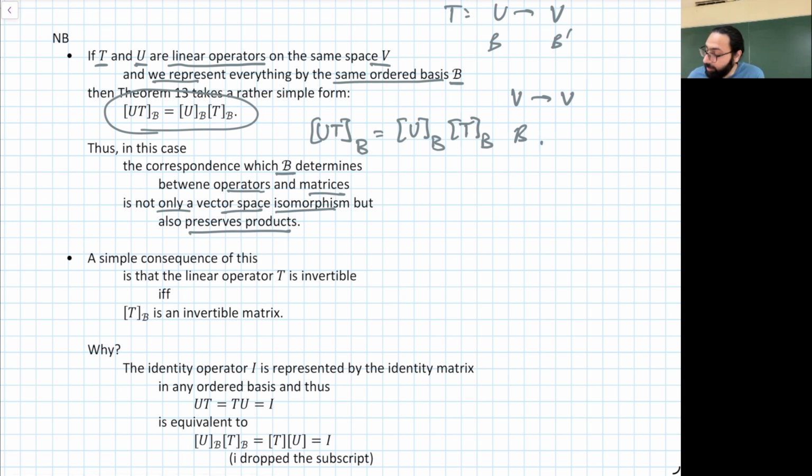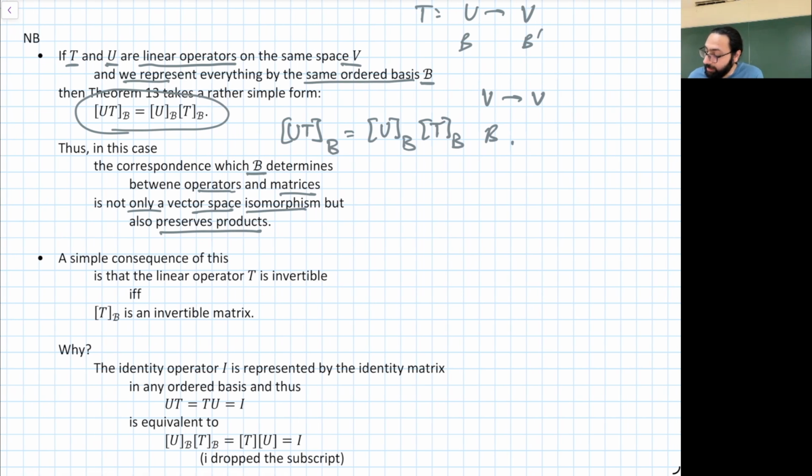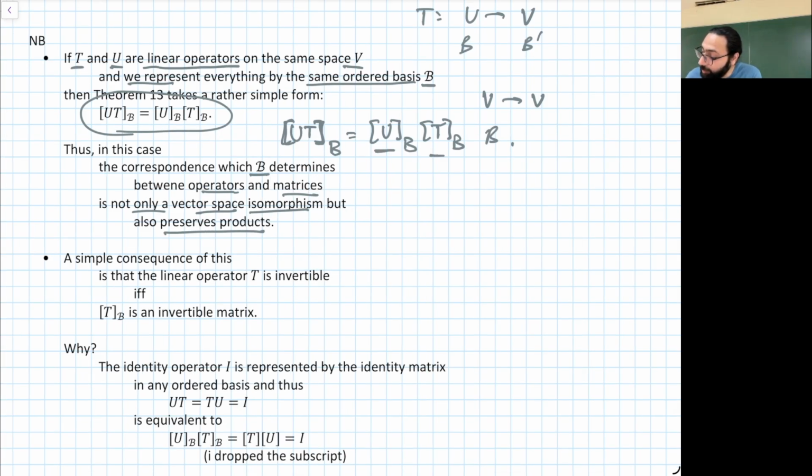Okay, so basically what this is saying is that this mapping is not only an isomorphism, it is also preserving these products, right? Because when you apply this operation, UT is going to be U times T. So it's preserving the product structure of the mapping. Is this clear? What is being said?